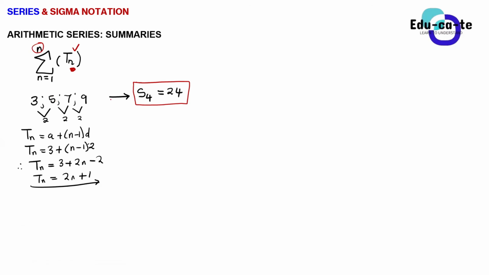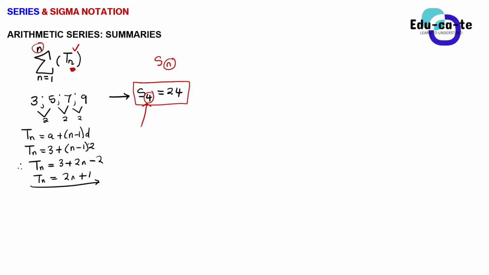Anish, we were adding 4 terms in this sequence. So the number of terms, which is n, most of the time we write as n. This subscript n, the fact that we replaced it with 4, means that we are adding the first 4 terms of this arithmetic sequence.